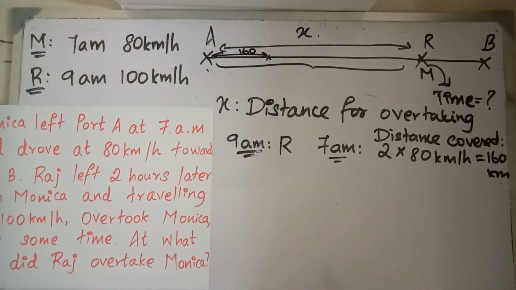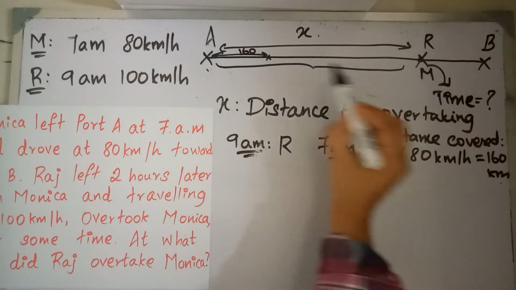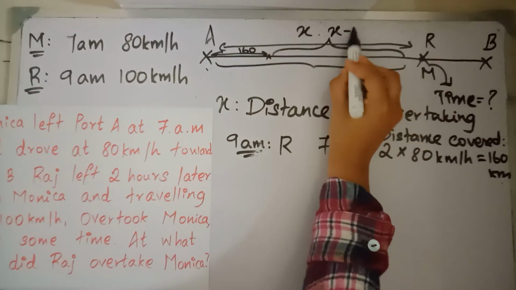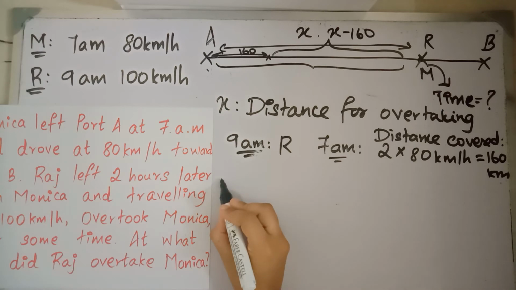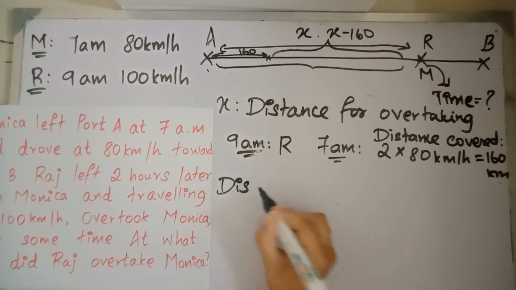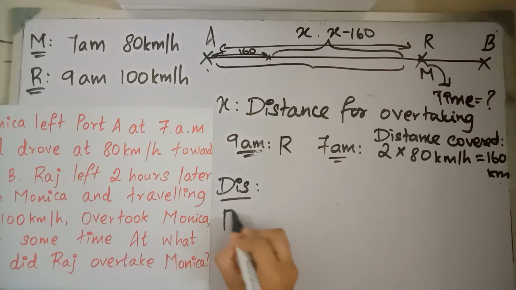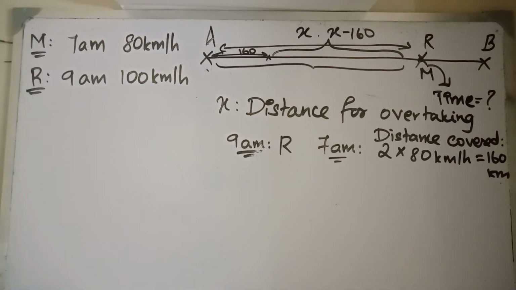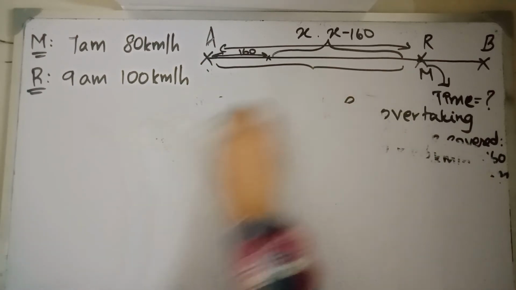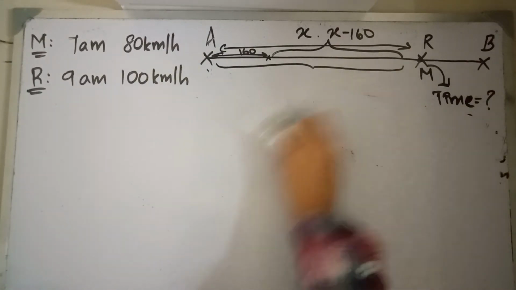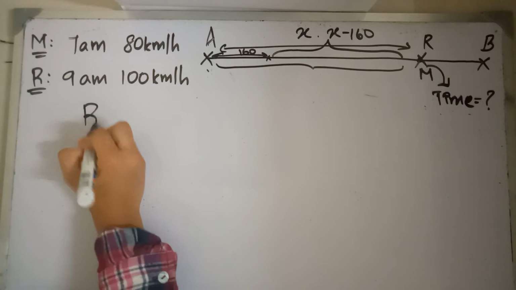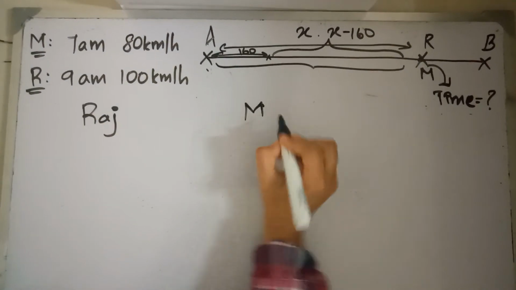So how much distance does she have to travel for them to meet? She only has x minus 160 to travel. So the distance needed to be traveled for Raj, I'll just make a tabular column, because if you represent it in a tabular column, it will be less confusing and easier for you to understand and follow through. So this is Raj, this is Monica.